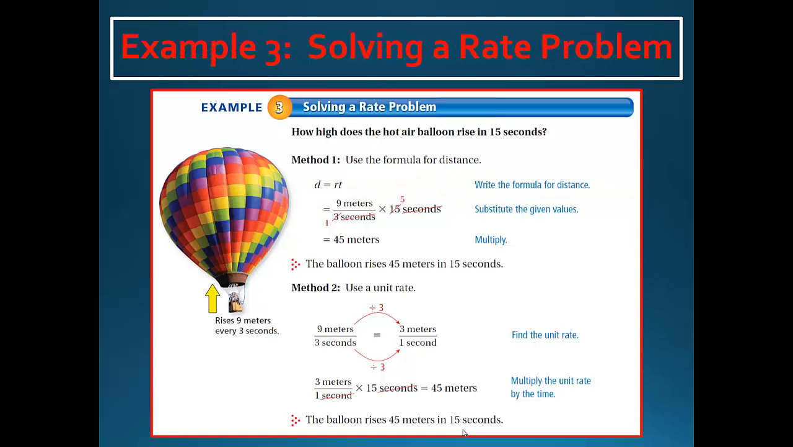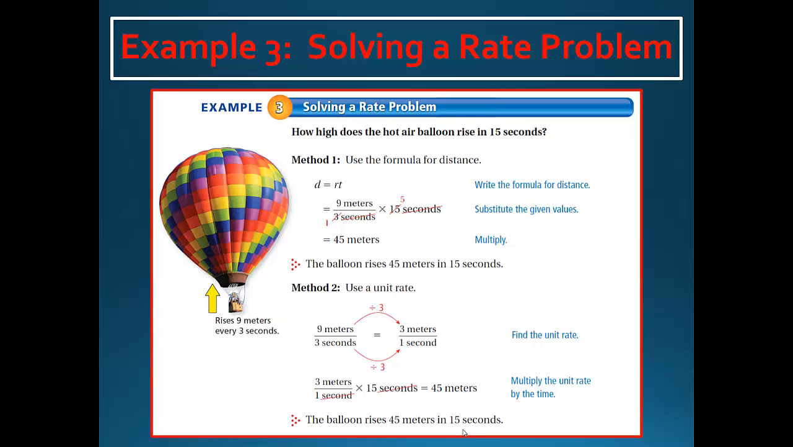For our third example, we're solving a rate problem. How high does the hot air balloon rise in 15 seconds? For our first method, we can use the formula for distance, so d equals rt. We can see from the picture that it rises 9 meters every 3 seconds. So our rate is 9 meters over 3 seconds.